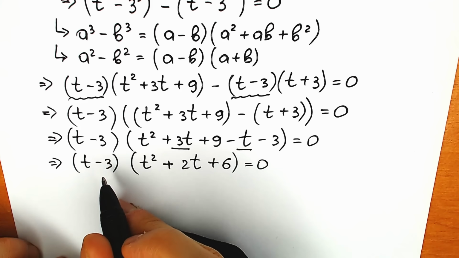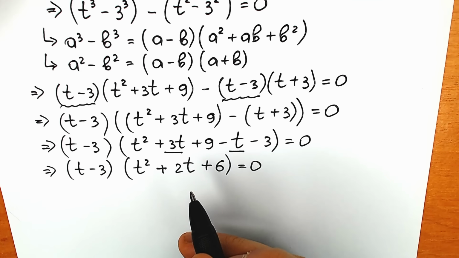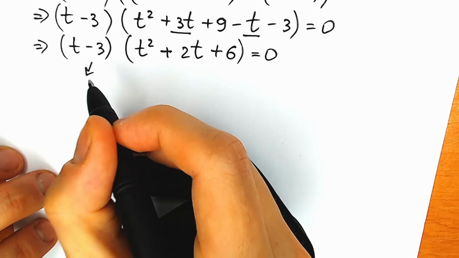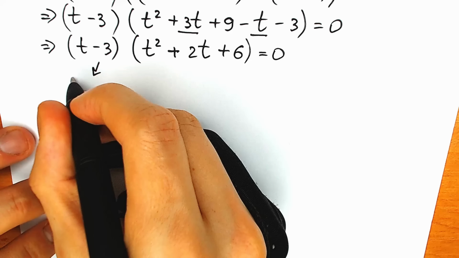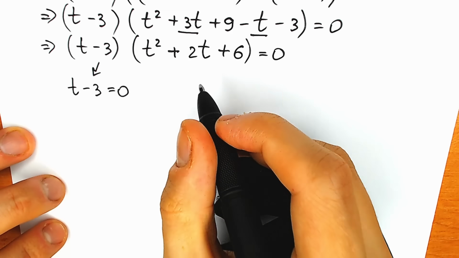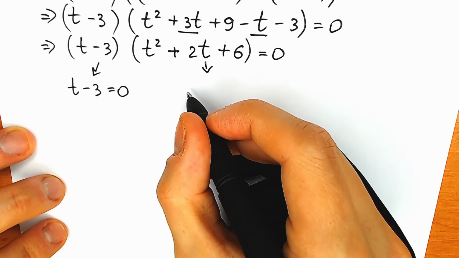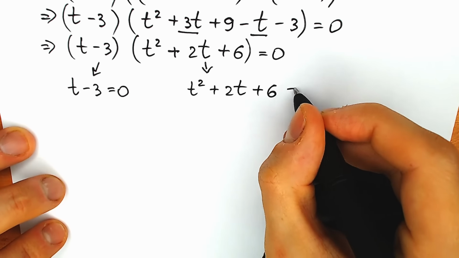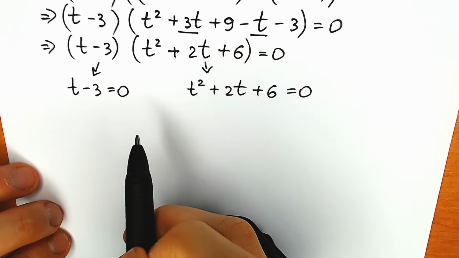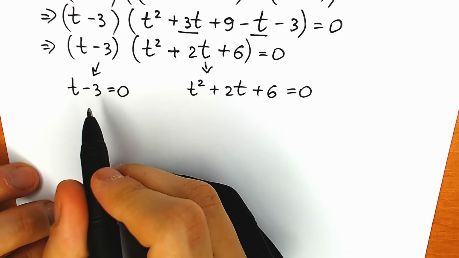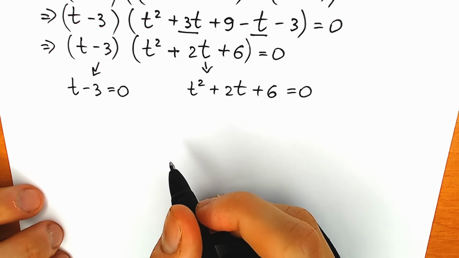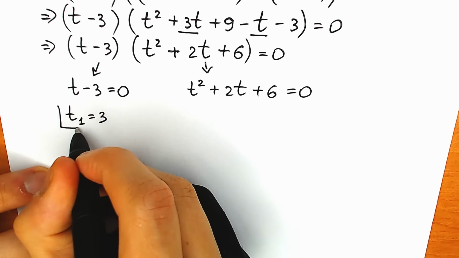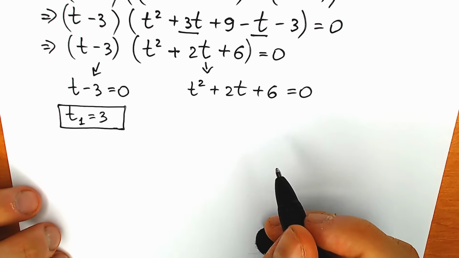We have two parentheses, and a product of two parentheses is equal to 0 when one of the parentheses is equal to 0. For example, our first branch: t minus 3 is equal to 0. Or the second parenthesis, which we write as the second branch: t squared plus 2t plus 6 is equal to 0. We have two branches, and right now let's solve them. First of all, instantly we can solve the first branch, t minus 3, our linear equation. T minus 3 equal to 0, so t first is equal to 3. This is our first root for our question.